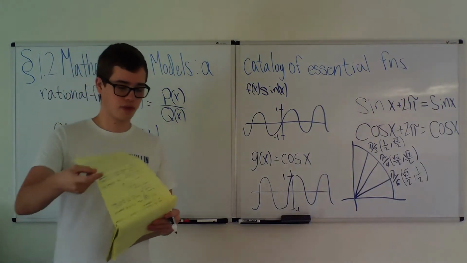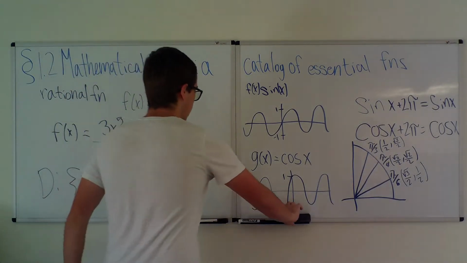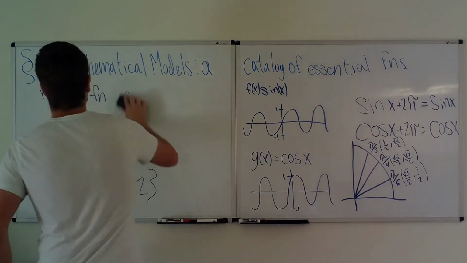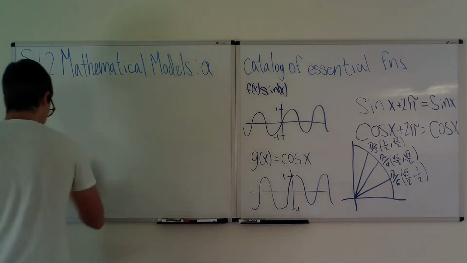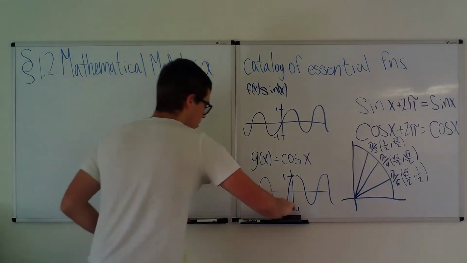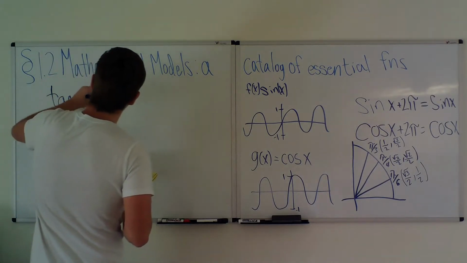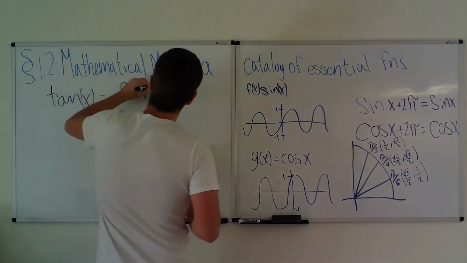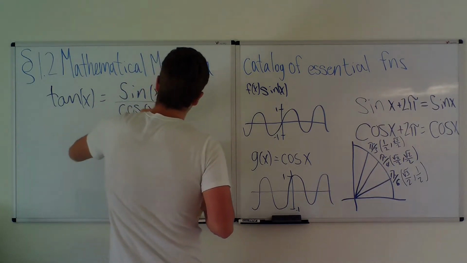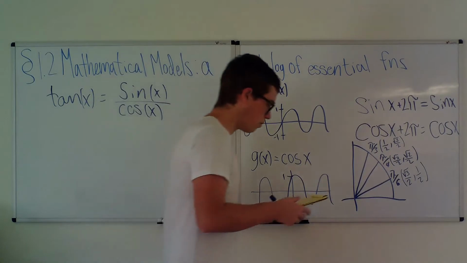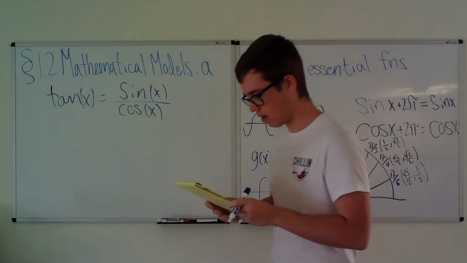Now onto the tangent function. It's a little bit different because it is similar to a rational function where it is one function over another. Tangent of x is equal to sine of x over cosine of x. So its range is actually from -infinity to +infinity in this case.